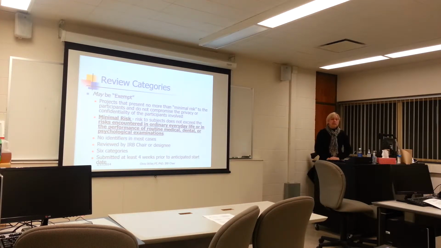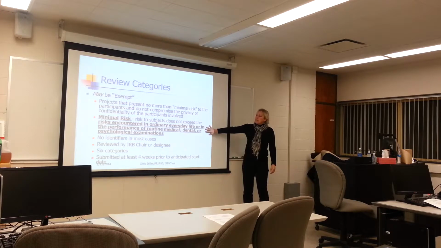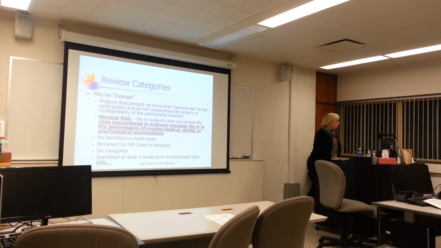Okay, so exempt. Exempt means that it's no more than minimal risk, and this is the definition of minimal risk: it doesn't exceed the risk encountered in ordinary everyday life or in the performance of routine medical, dental, or psychological exams. So if there's something that would happen anyway, that's usually minimal risk. We want to look at that. Usually there's no identifier, so you're not collecting anybody's name or address or zip code or any of those kinds of things. In that case, it would be reviewed either by the IRB chair or a designee.